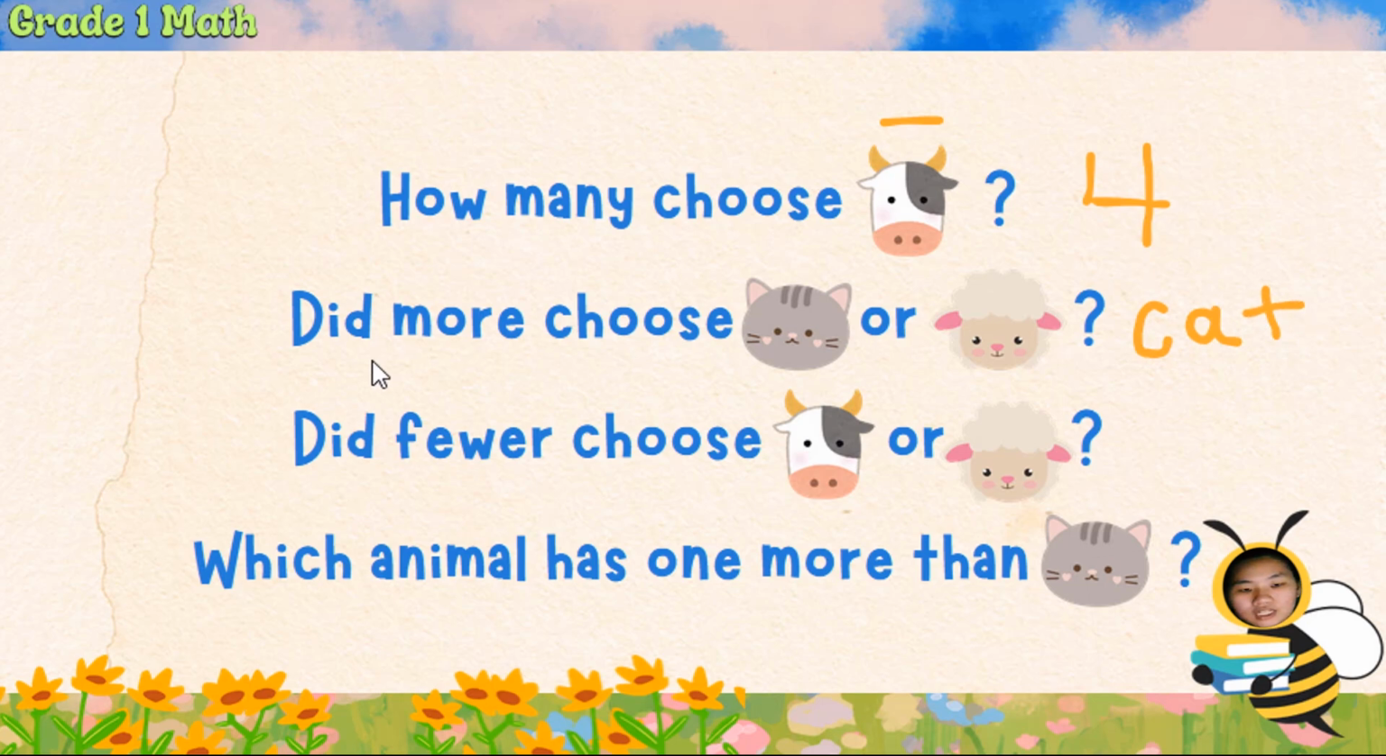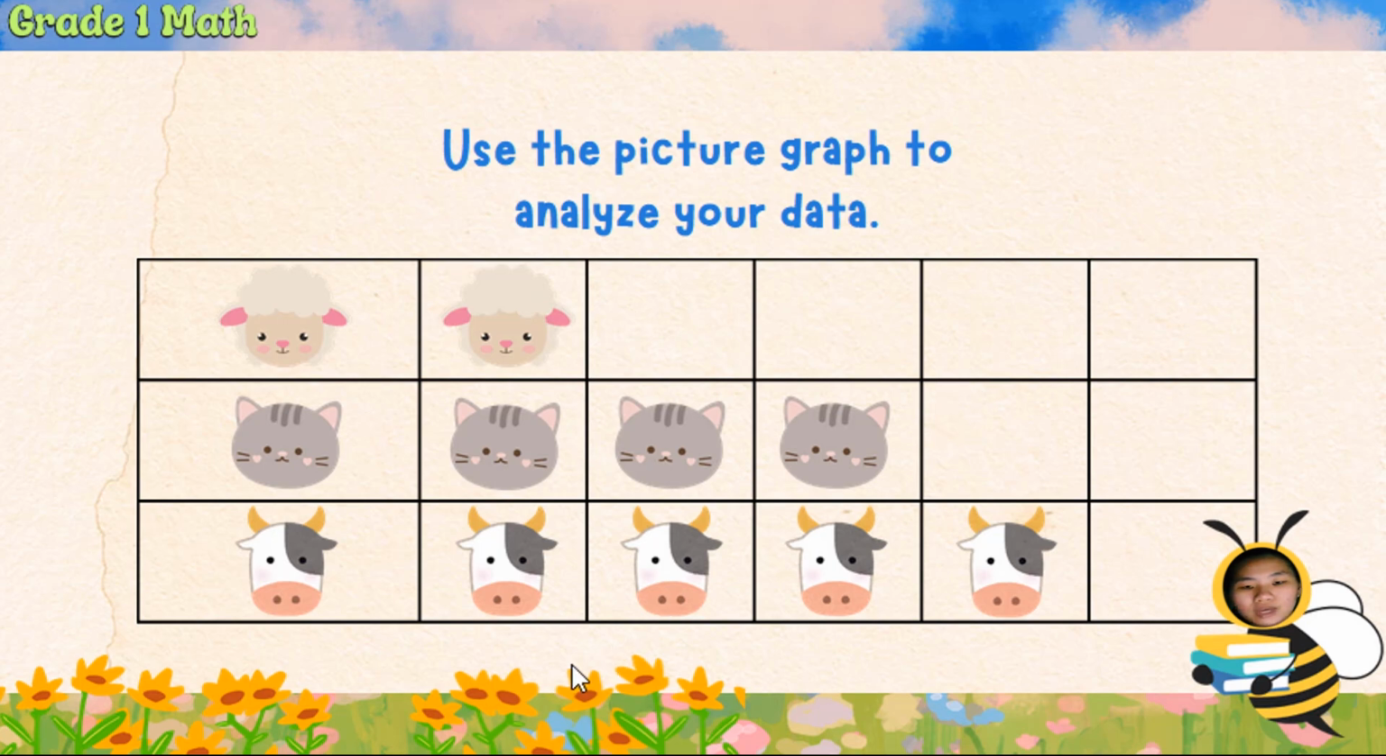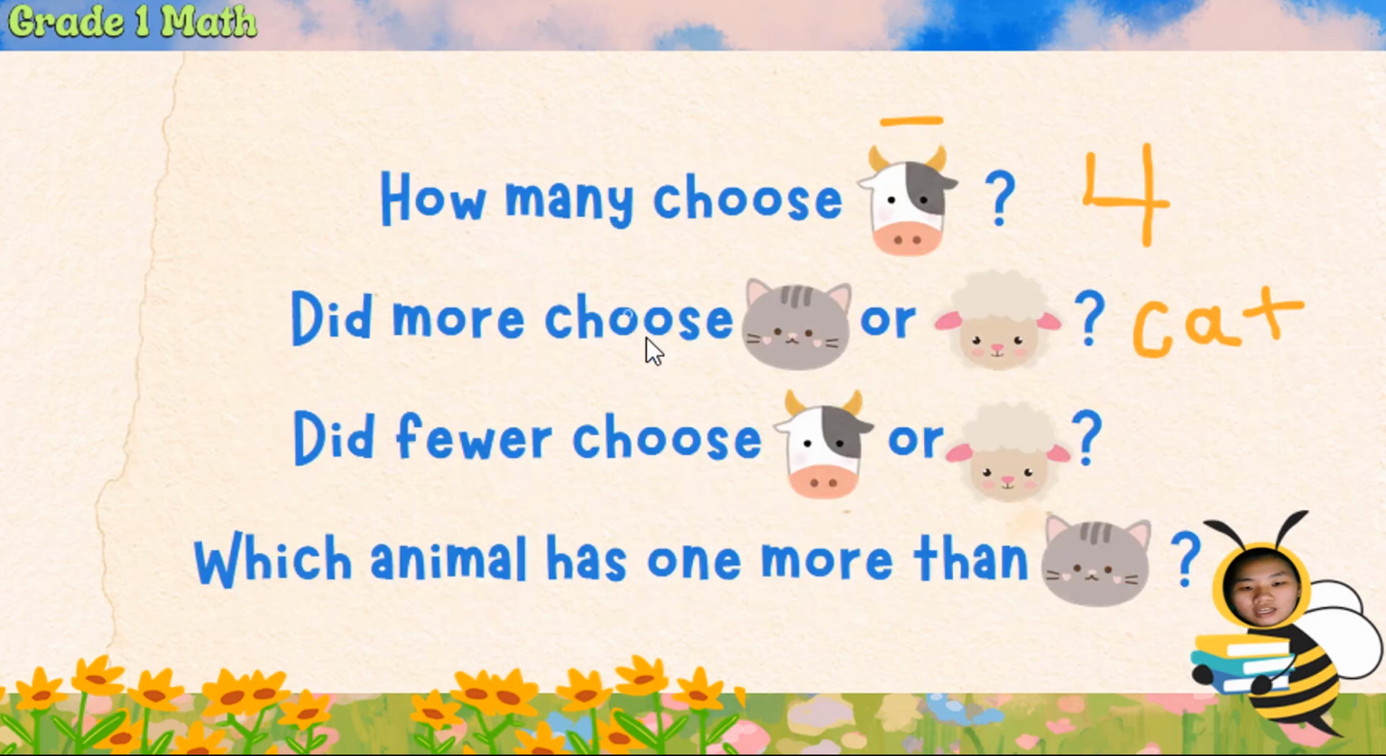All right. Did fewer choose cow or sheep? Let's go back to our chart. How many cows were chosen? 1, 2, 3, and 4. What about the sheep? 1 only. Okay, so did fewer choose cows or sheep? They choose the sheep. Okay, because for cow it's 4, for sheep it's only 1.